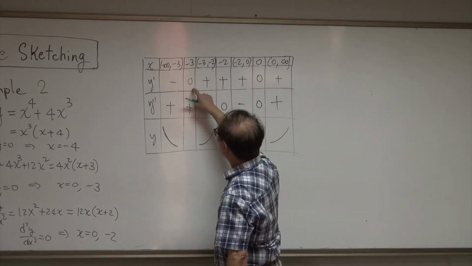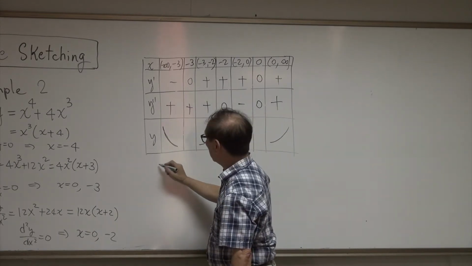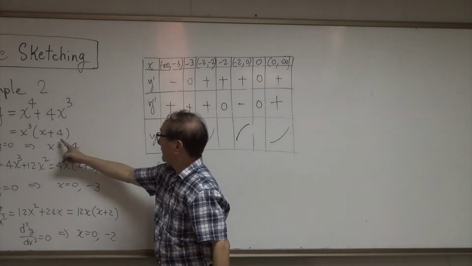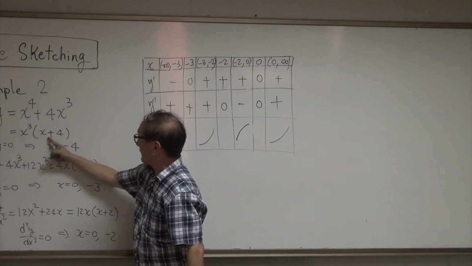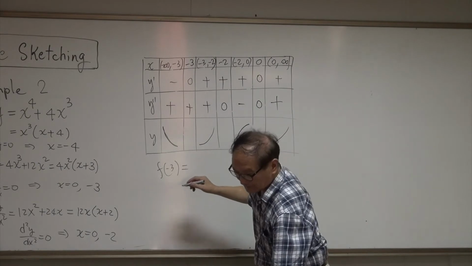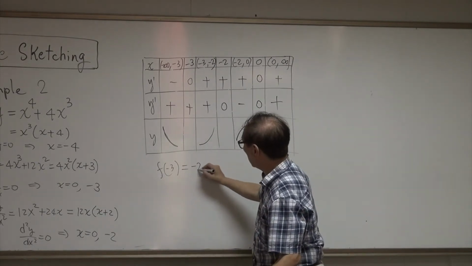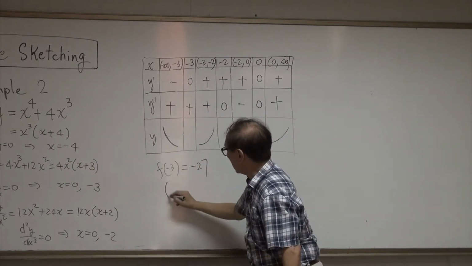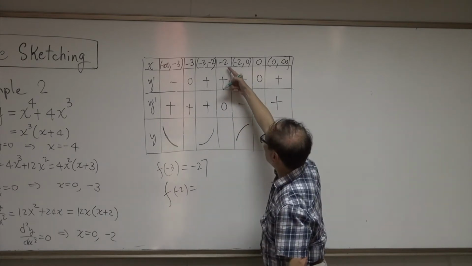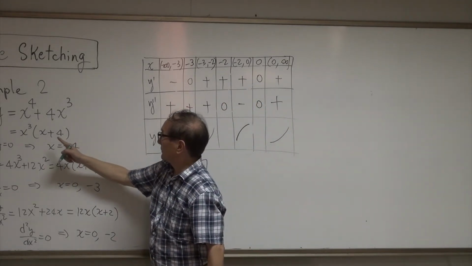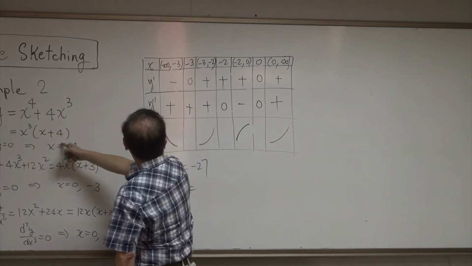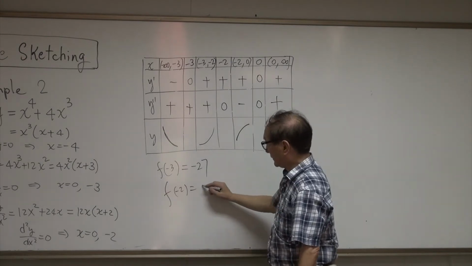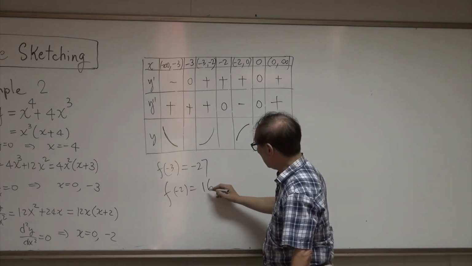Then we need this point, right? We need this point, f of minus 3. f of minus 3 is this. This is minus 27, right? Minus 27, by plugging minus 3 into this function. And then minus 2, by plugging minus 2 into this function, this is 2, this is 8. 2 times 8, 16, right? 16, yeah. Minus 16.